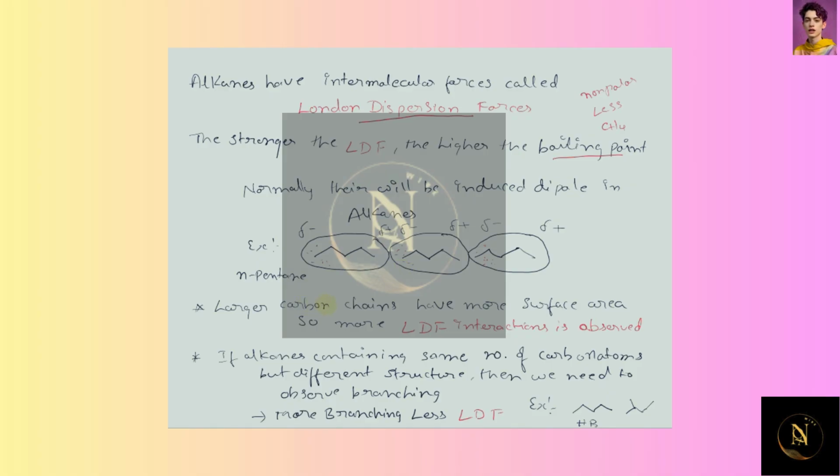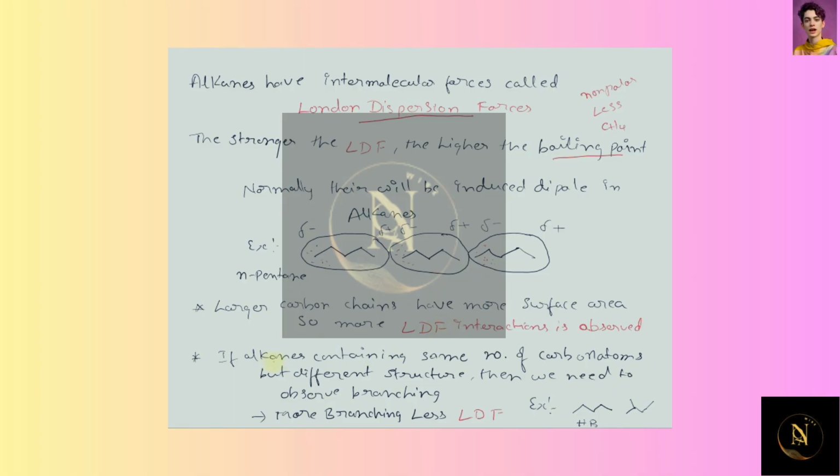Then let's compare the different types of alkanes here. The larger the carbon chain, the more surface area, so more London dispersion force of interaction is observed. As I said earlier, as chain length increases, surface area increases, electron movement increases and the induced dipole also increases, so London dispersion force is also increased.